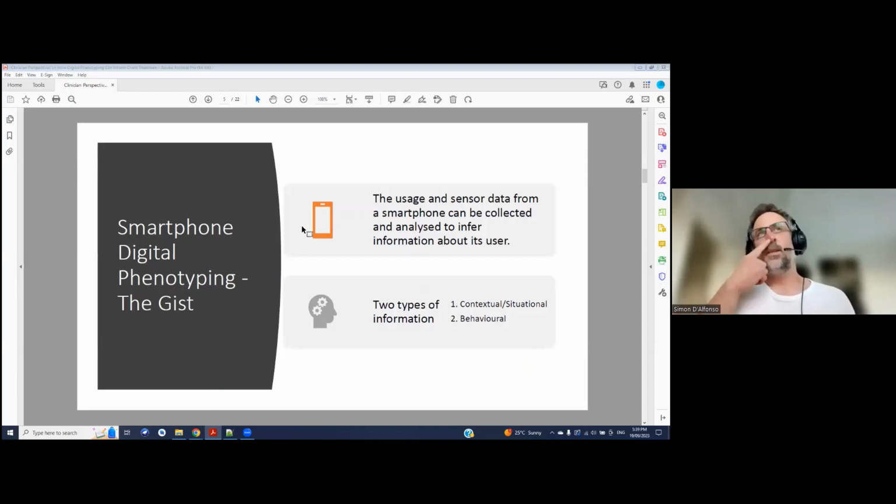So in summary, this is the smartphone digital phenotyping gist. The usage and sensor data from a smartphone can be collected and analyzed to infer information about its user. But I do want to point out that I consider there to be two types of information, broadly speaking. The first is contextual/situational information. I can determine, say, if somebody's in a park, or I can determine perhaps if they're in a socially crowded environment. And the second is behavioral. Are they sedentary? Are they socially active, etc.?